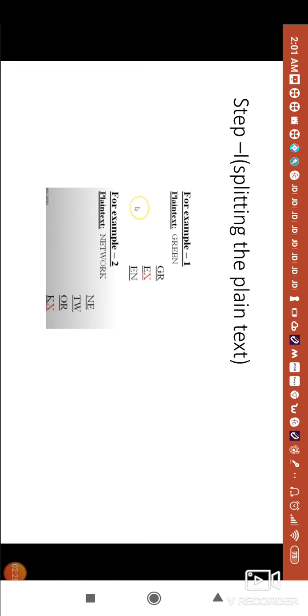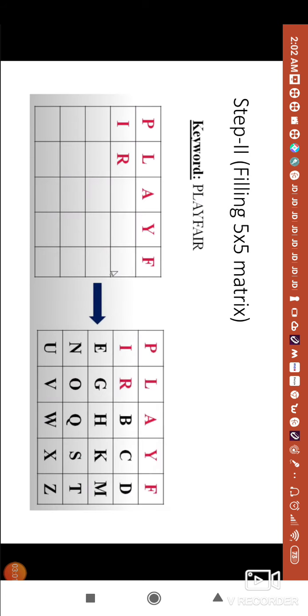The second rule is, while splitting the plain text characters, if the last group contains only one character, then you have to introduce one new filler letter. For example, let the plain text be NETWORK. We split these characters into two characters each. So the groups are NE, TW, OR, and in the final group I have only one character K. So we have to introduce one filler letter X. So that's about the first step.